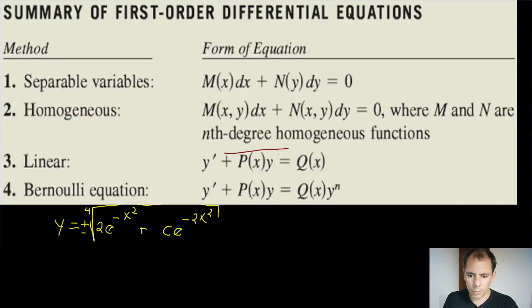The linear one is the one we just did, all right? The linear one is just like the Bernoulli one, except that in the linear one, the n has to be 0, right? It's the same thing, y to the 0 here being multiplied.